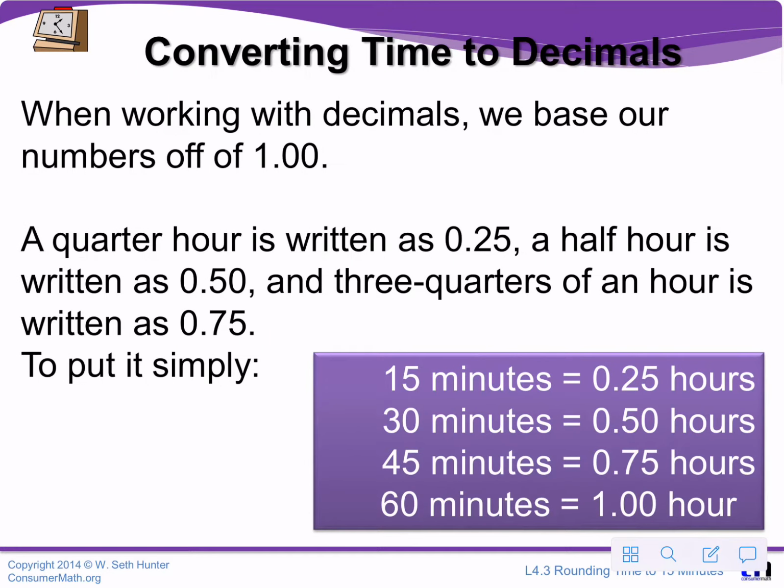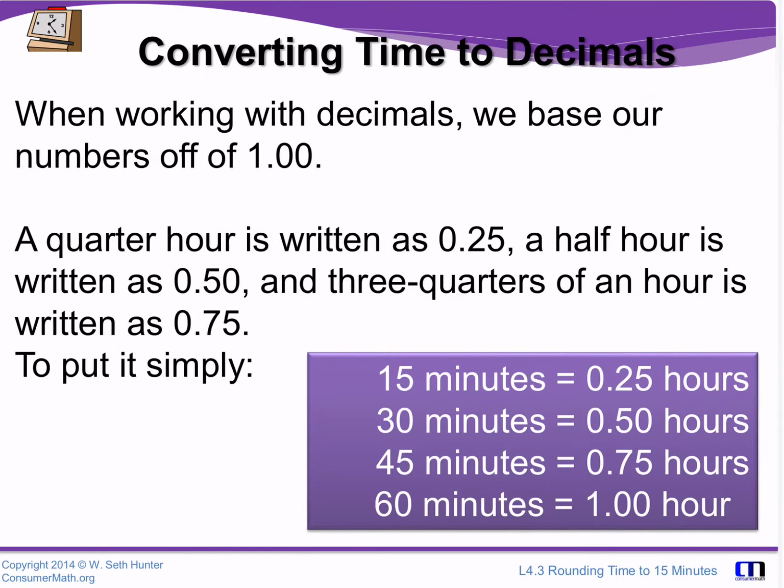When working with decimals, we base our numbers off of 1.00. A quarter of an hour is written as 0.25. A half hour is written as 0.5. And 3/4 of an hour is written as 0.75. To simply put it, 15 minutes equals 0.25 hours. The 30 minutes is 0.5 hours. 45 minutes is 0.75 hours. And 60 minutes, 1 hour, is 1.0 hours.